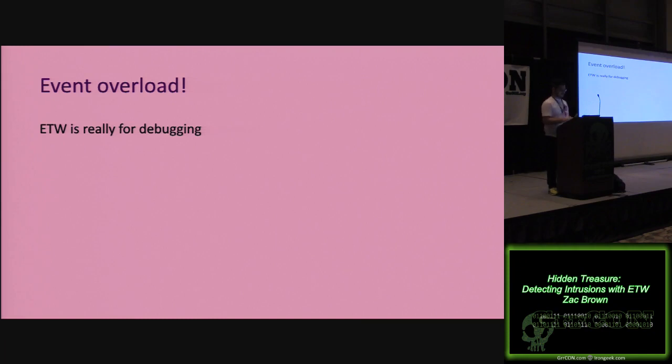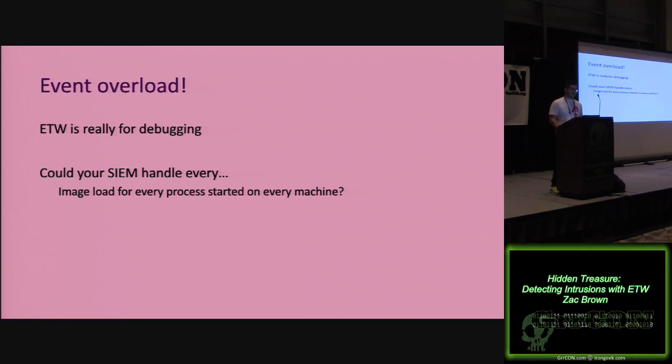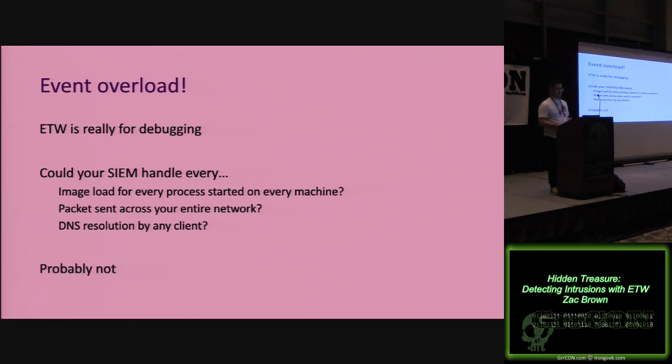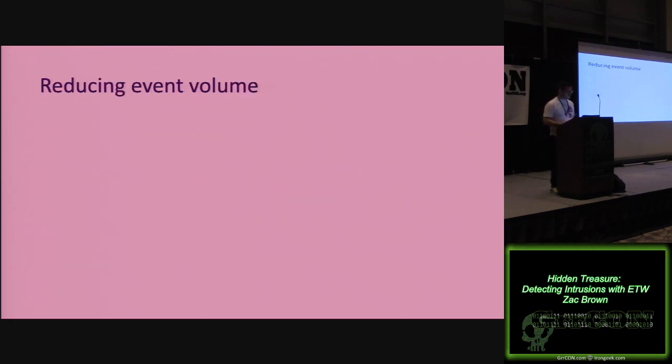So event overload, right? ETW is for debugging. It was never meant to be used in the way we're using it today. But could your SIM handle every image load for every process started on every machine? Every packet sent across the network? What about every DNS resolution by any client on there? Probably not. Certainly not in my environment, where my smallest environment that's in production is roughly 230,000 machines. So that's collecting a huge amount of data.